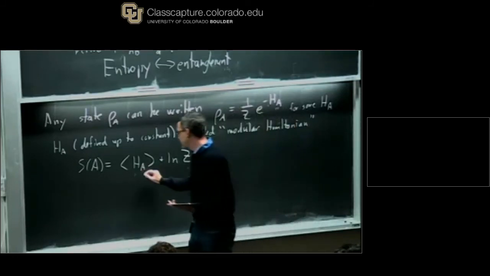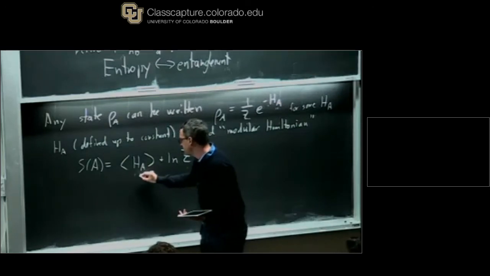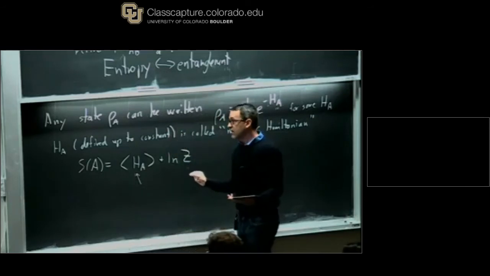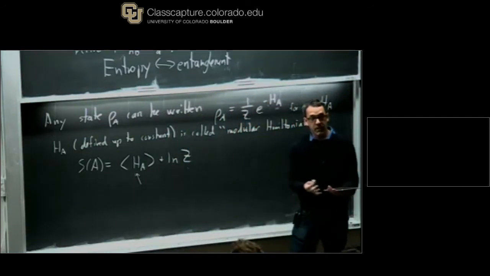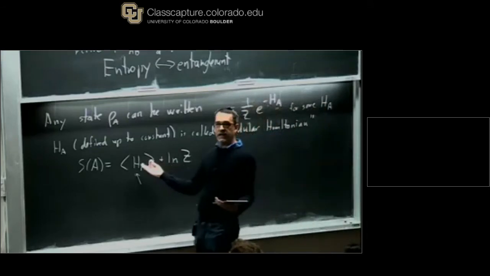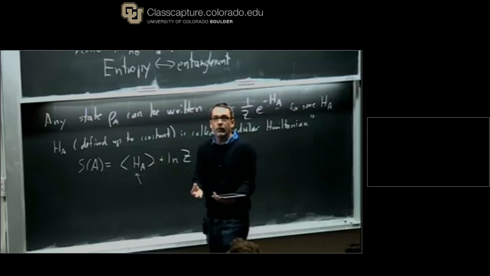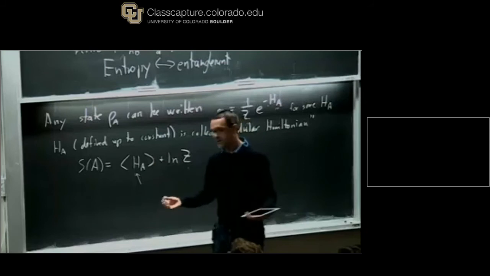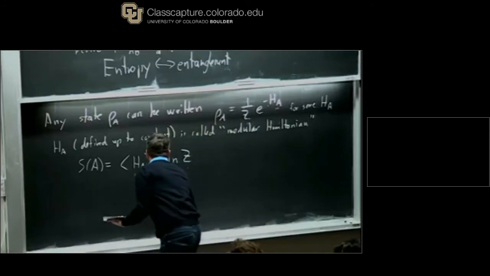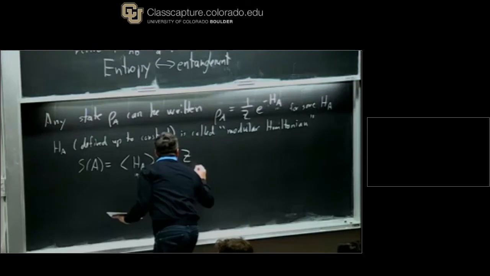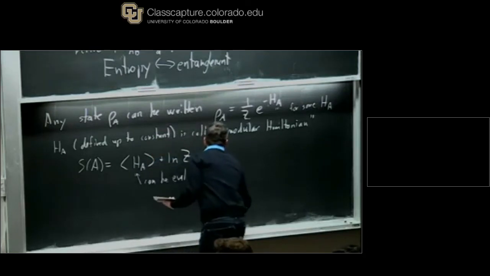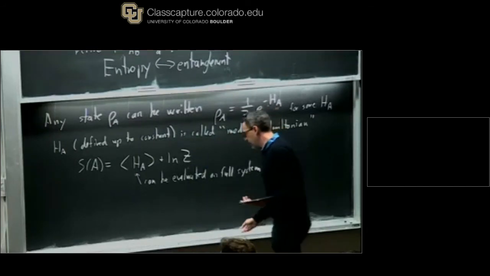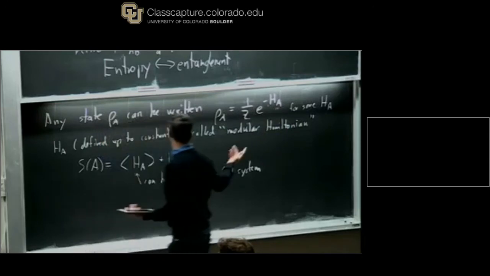It should be said that this expectation value can actually be evaluated in the full system, not necessarily in just the A system, because I can regard H_A as being an operator on the full system. It's born as an operator on A, but I can regard it as an operator on the full system, and that doesn't change the expectation value. Now, the problem is that it's pretty rare for us to know H_A in any useful form.